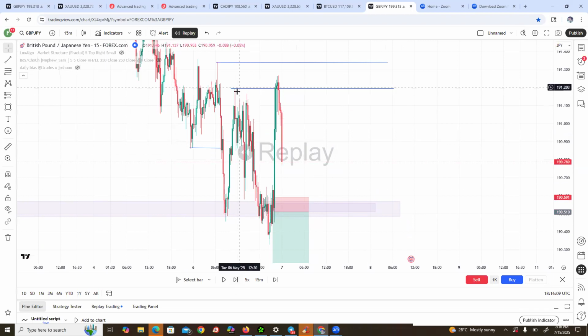Are you seeing that it immediately cleared this liquidity here? It came down. Are you seeing this liquidity? Immediately cleared it. Because market moves from liquidity to liquidity.